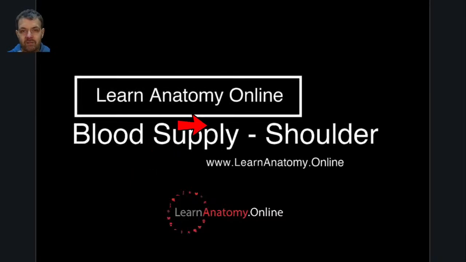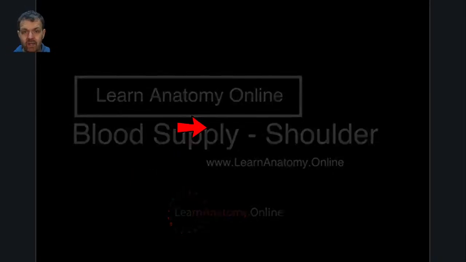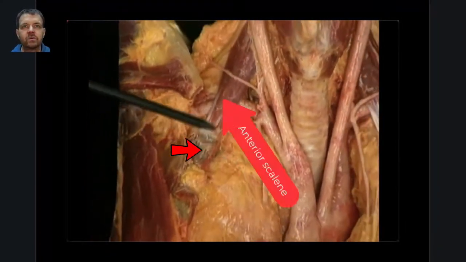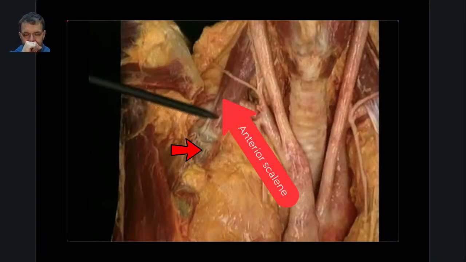So here we are, blood supply for the shoulder. We'll have a look at the arterial and the venous network. Okay, so these are the vessels that we've looked at previously. There's the left and right. Obviously this is looking at a cadaver, so this is the right side, this is the left side.